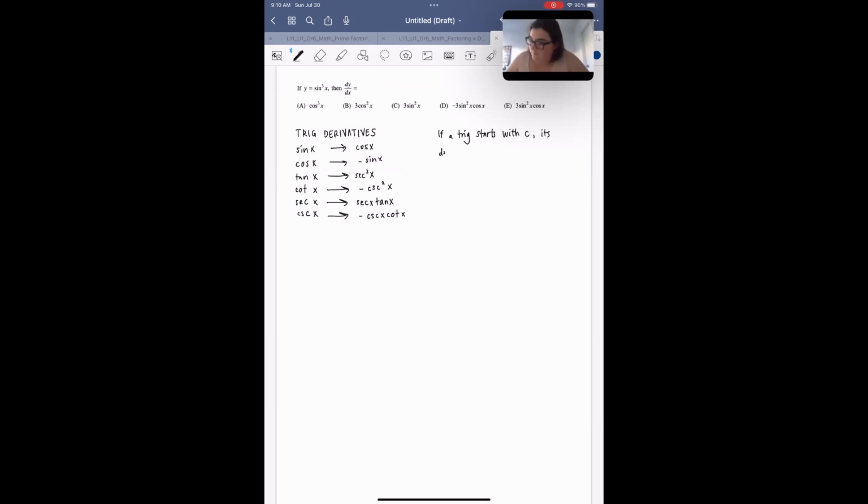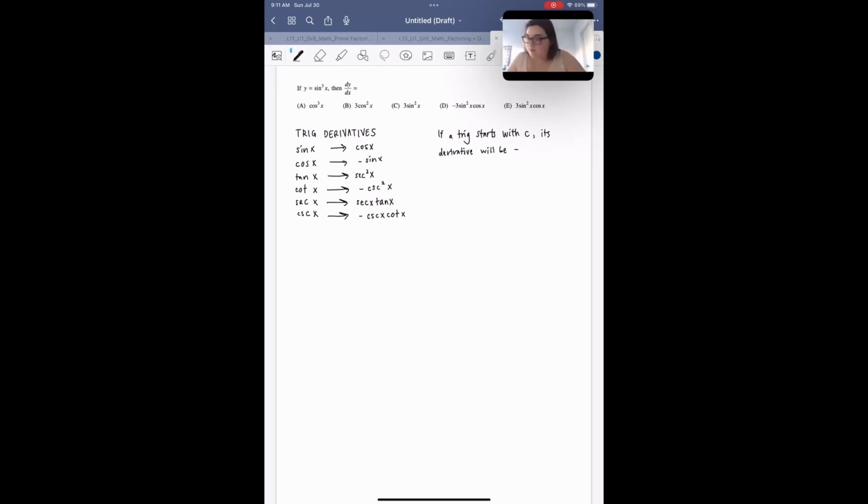So the first tip is, if a trig function starts with C, its derivative will be negative. As you can see, cosine starts with C, derivative is negative sine. Cotangent starts with C, negative cosecant squared. Cosecant starts with C, negative cosecant x cotangent x. So if it starts with C, it's negative. If it doesn't start with C, it's positive. If you can remember that, you don't have to worry about those negatives and positives.